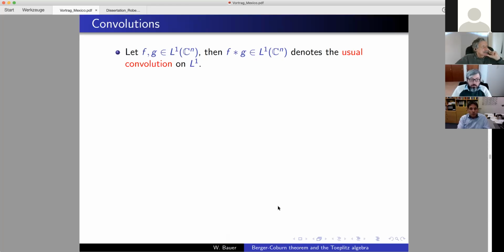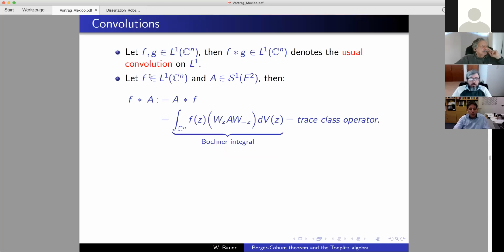And now I also want to put a convolution product on these spaces. On L1 functions, this is the usual L1, without any Gaussian measure, with Lebesgue measure, we have the usual convolution. Then I can define a convolution between a function and a trace class operator. That convolution should be commutative. So f, a function, convolved with a trace class operator is the same as this one, and it is defined as this Bochner type integral. And the result of this will be an operator.